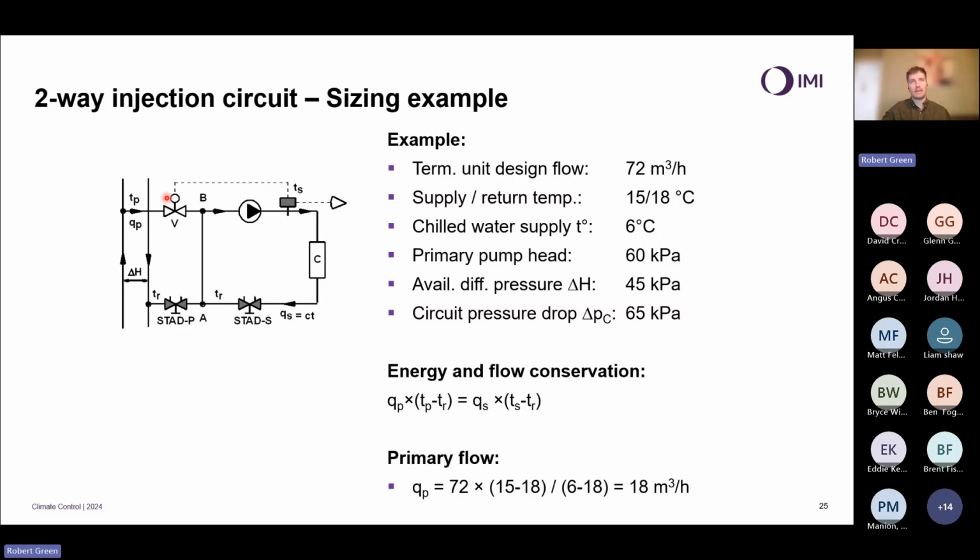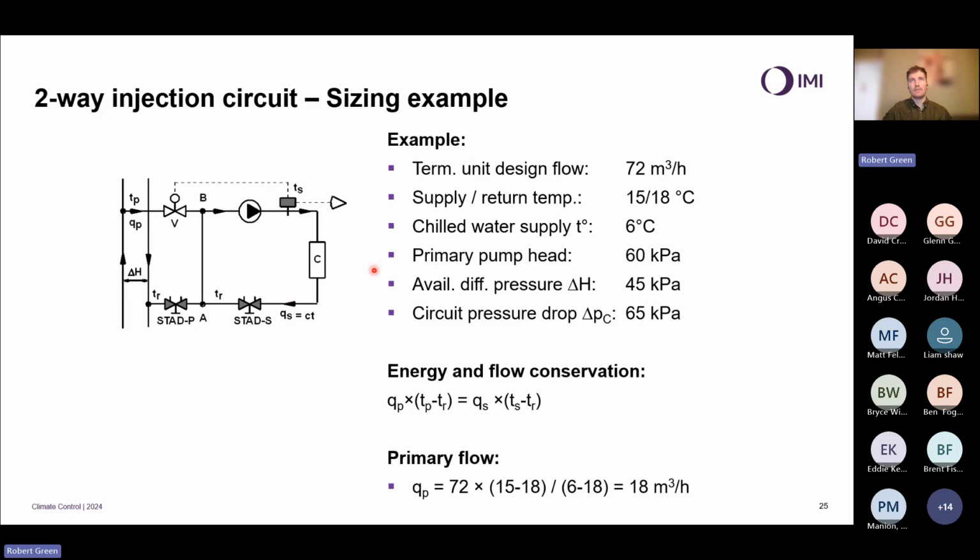So if we put these figures in, we can calculate out my primary flow requirement. My primary flow requirement is going to be my secondary flow, i.e. 72 meters cubed an hour, multiplied by my secondary differential temperature, 15 minus 18, 3, divided by my primary differential temperature, which is going to be 6 degrees supply minus 18 degrees return. If you were to pop all of that in your calculator and press go, you would get the answer of 18 meters cubed per hour. So the calculated primary flow for sizing this device is 18 meters cubed per hour.